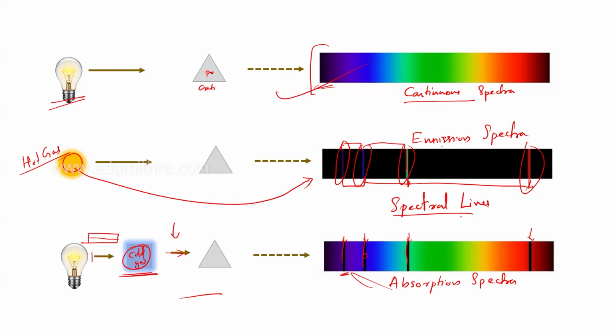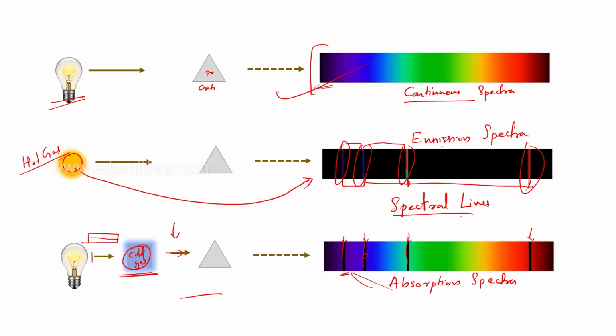So once you have the standard fingerprint of all the atoms, then whenever you get an unknown light, you can check whether this pattern is present in that light. If this pattern is there, then we can confirm that that element is there in that star or planet or wherever that light is coming from. So that is the idea of this.